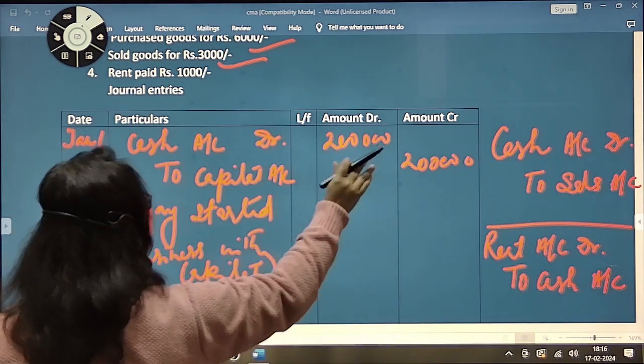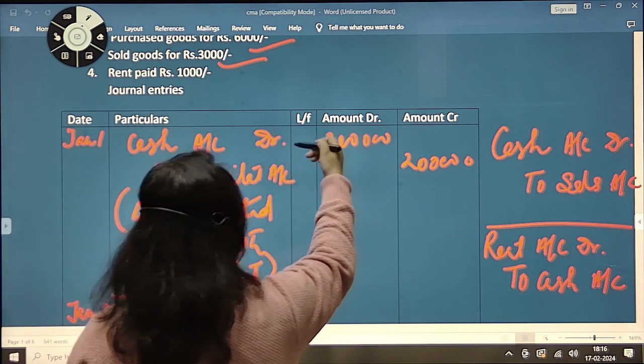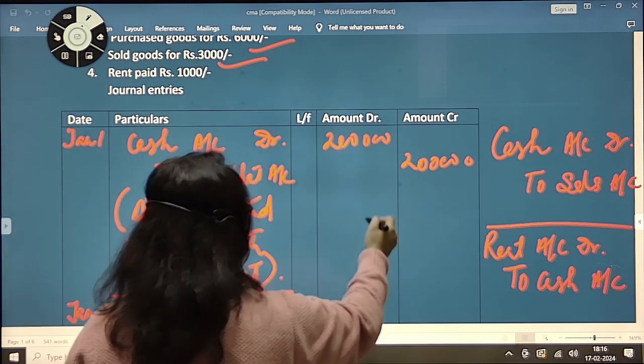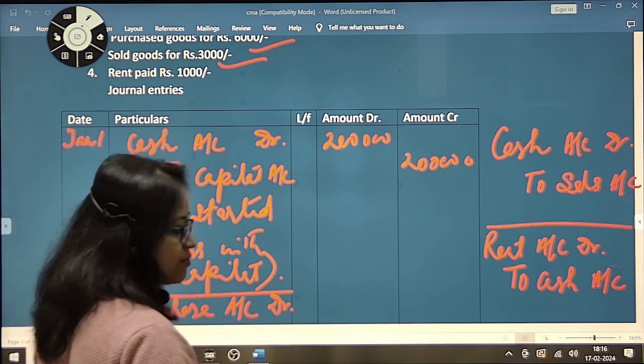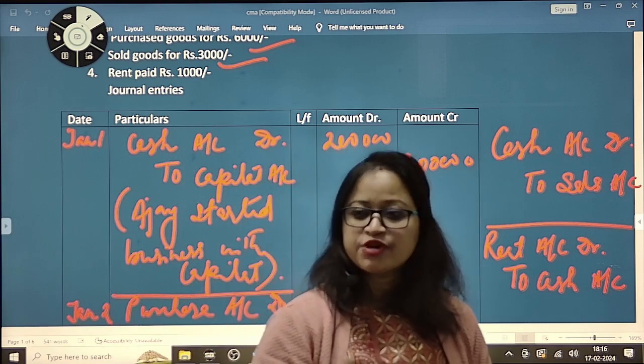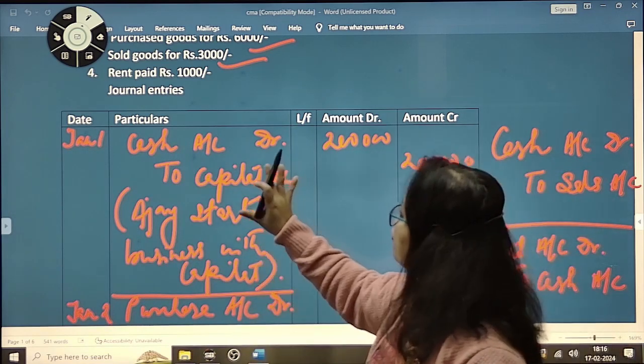So this is the format that you have to draw: date, particulars, LF. LF is ledger folio, amount, this is the debit column, amount, this is the credit column. So you have to give the journal entries and you have to give the narration. Fine? So this is all about your format.